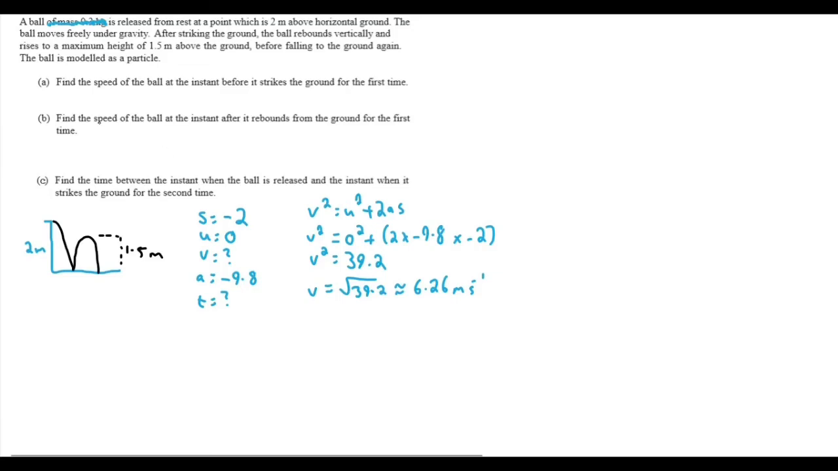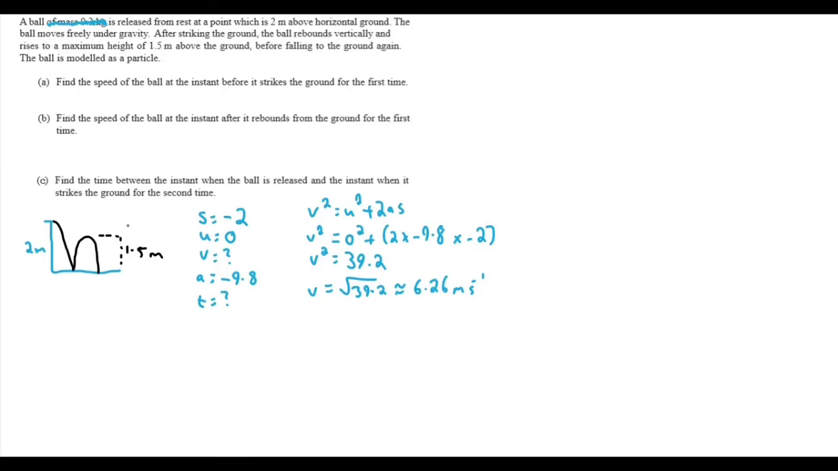For part B, the speed of the ball the instant after it rebounds from the ground for the first time. Now, we cannot assume that it's going to be the exact same velocity, just in the other direction. In fact, we know it isn't because the ball doesn't reach the same height. If it's reaching a lower height, it means it must be starting with a smaller velocity. And again, that's because some energy will have been lost to the ground in the impact.